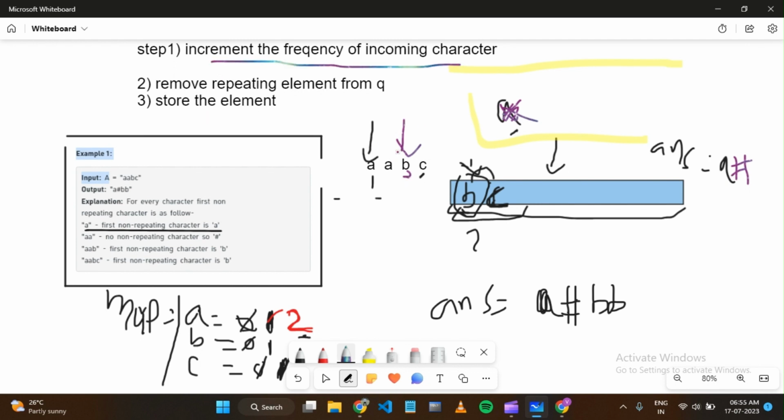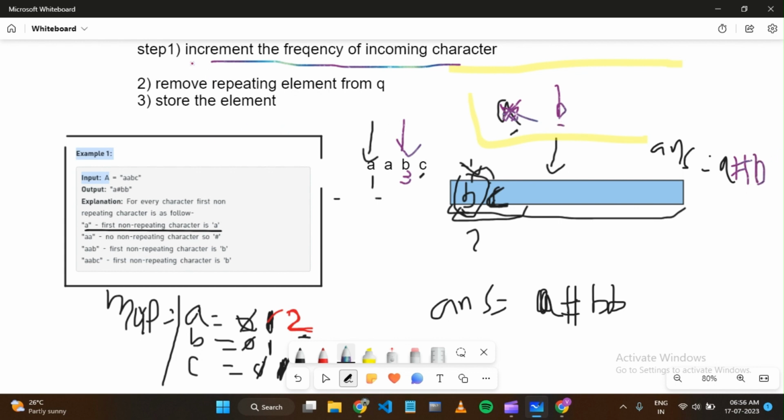Increment the frequency of the incoming character. The incoming character is B. We have to increase the frequency, so the frequency will be 1. When the frequency is 1, we have to push it in our queue. Now we have to check whether the front element is non-repeating. Yes, the frequency of B is 1, so store the element B.